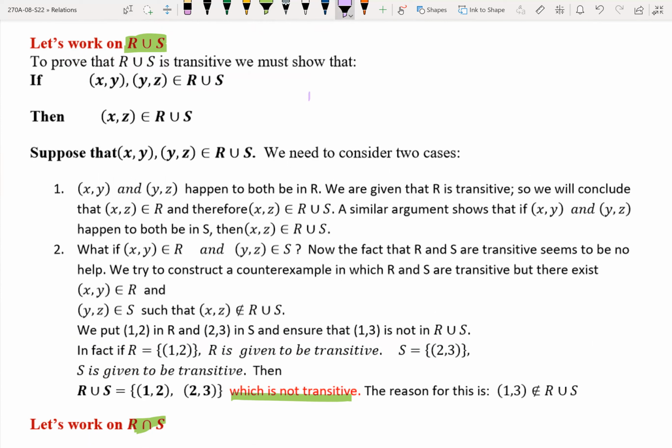So let's say you want to prove something is transitive. What do you need to show? In order to show something is transitive, you have to show if X and Y are related, Y and Z are related, then X and Z are related. So related this time is going to be inside the union. X and Y related, Y and Z related means they are in the union of these two relations. So then your goal is to show whether X, Z is related or not. Does it make sense?